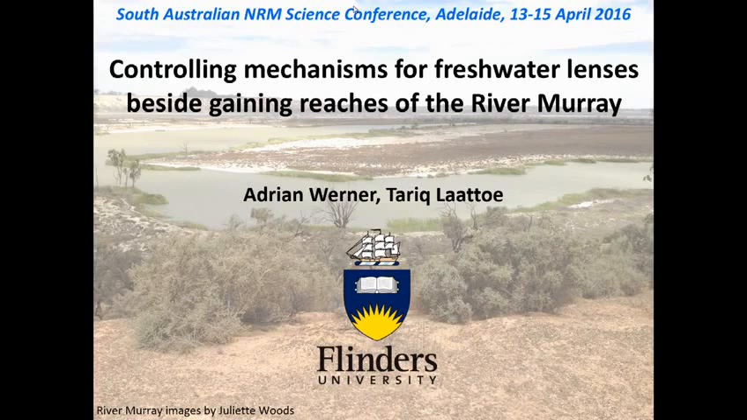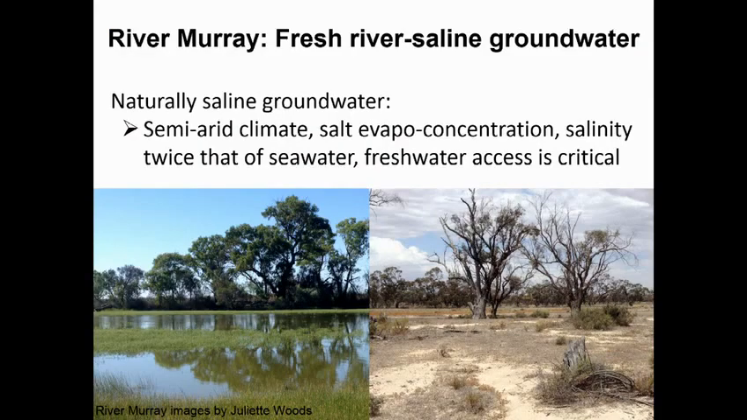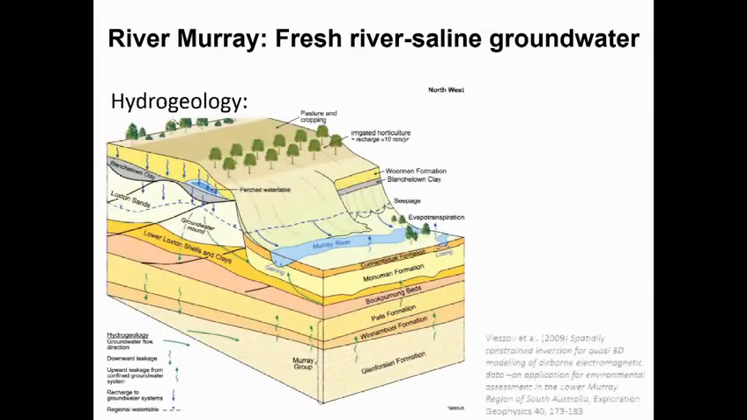So this work came out of the ARC linkage and also just generally hanging out with Juliet and talking a lot about the River Murray and floodplains. I can skip over this because I stole these two photos from Juliet's talk. The general message here is about the naturally saline groundwater abutting the River Murray. So you have a freshwater river cutting through saline groundwater.